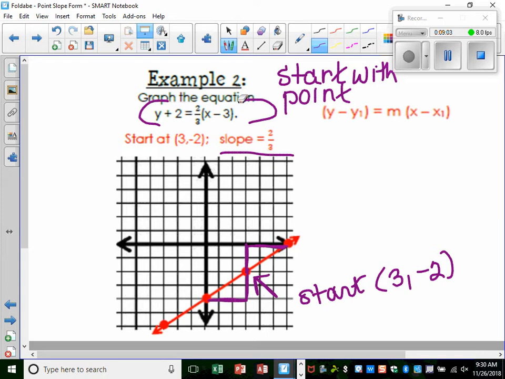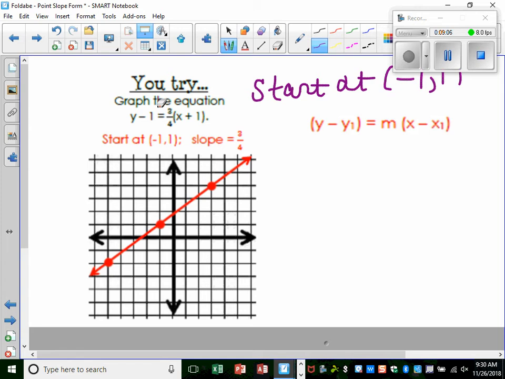All right, let's do the you try one. Here, you're going to start with the point. Since that's a +1, that's -1. So your point starts with (-1, 1). That's that point right there. Your slope number is 3/4, so we can go up 3 over 4, and then we can also go down 3 to the left 4. And now you have your graph. That's how you graph in point slope form, starting with your points.